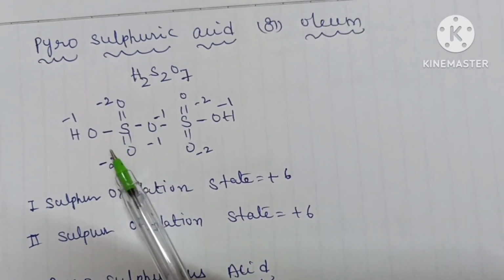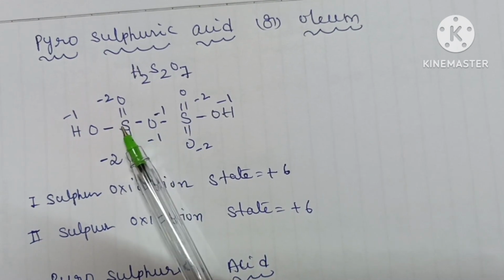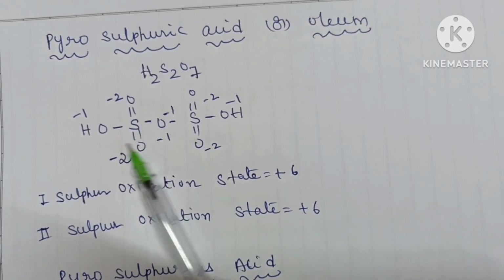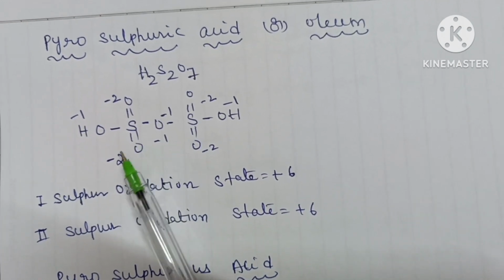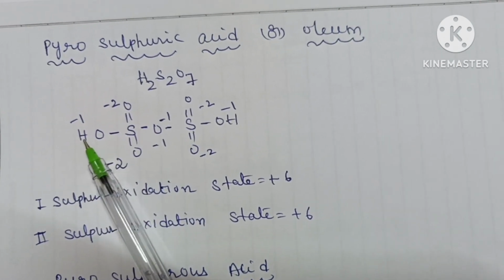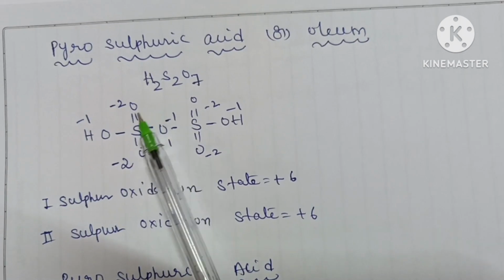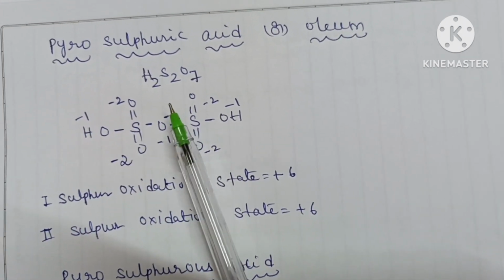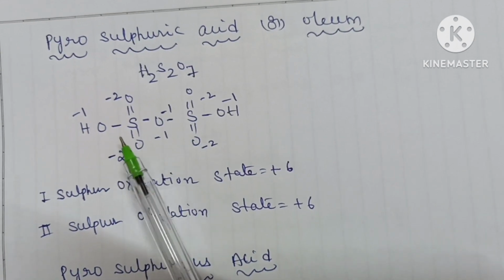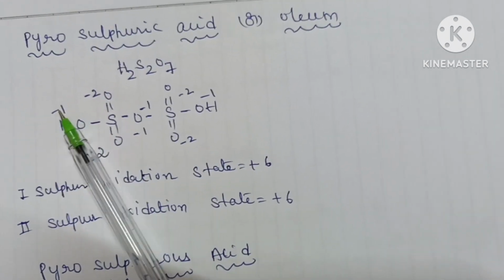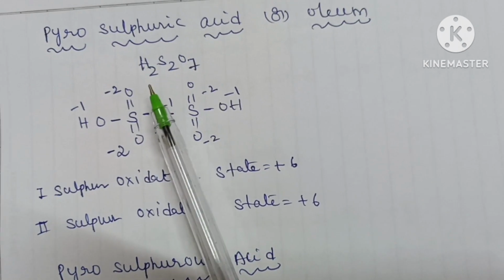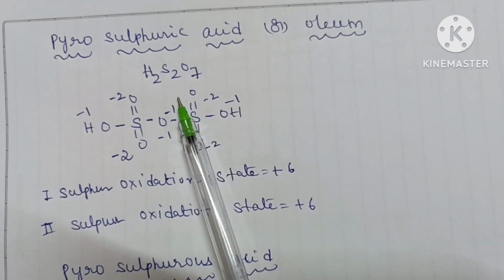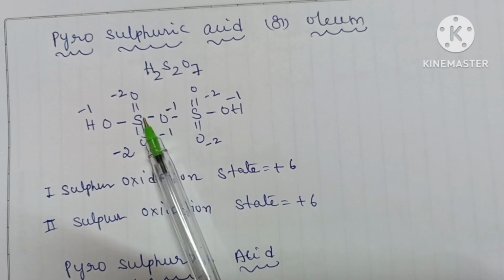Okay, next we have to calculate first sulfur oxidation number, again second sulfur oxidation number. First in this sulfur, oxygen oxidation number is -2, OH oxidation number is -1, oxygen oxidation number is -2, oxygen oxidation number is -1. -1 plus -2 is -3, -3 plus -1 is -4, -4 plus -2 is -6. Surrounding atoms oxidation number is -6, sulfur oxidation number is +6.